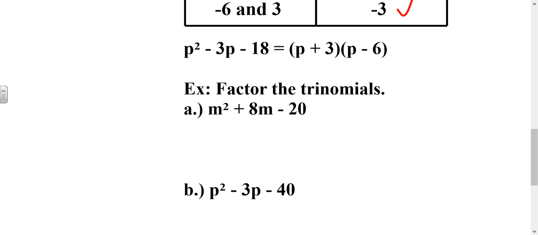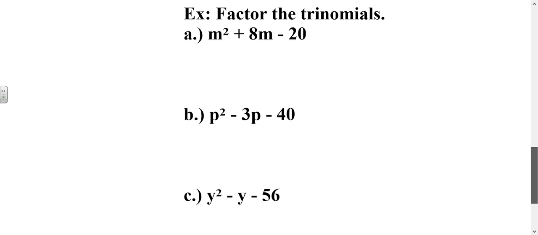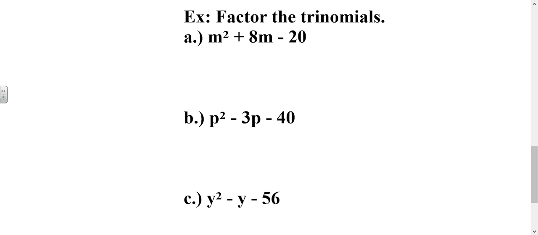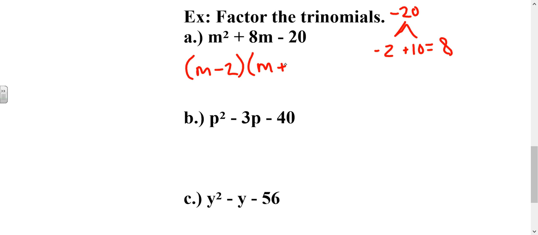All right, let's try a few examples on our own then. What multiplies to be a negative 20, but adds to be a positive 8? So we've got 1 and 20. We've got 2 and 10. If I do 2 and 10, which one would have to be negative to make a positive 8? It would have to be the 2. So we've got m minus 2 and m plus 10.